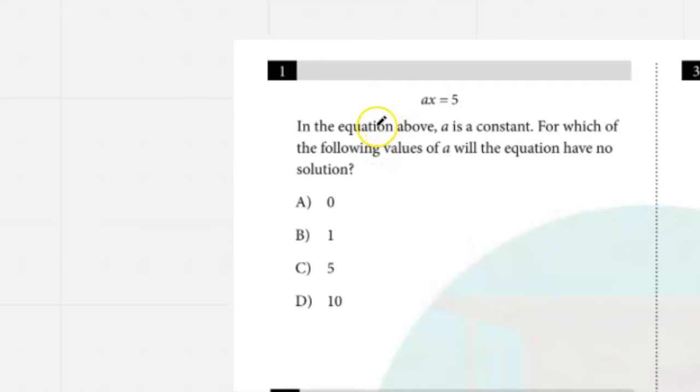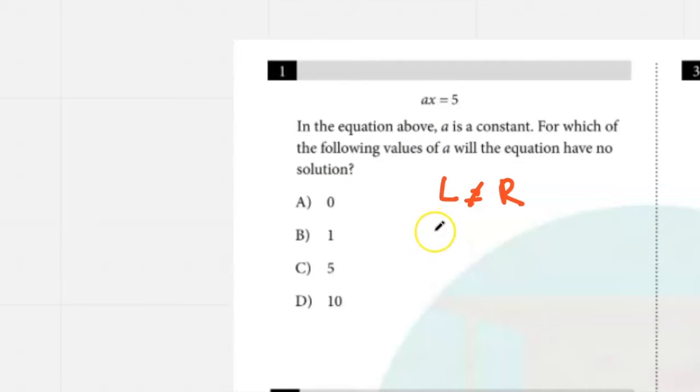In the equation above, a is constant. For which of the following values of a will the equation have no solution? So if you want the equation to have no solution, you have to make sure that the left-hand side never equals the right-hand side. And so how do we test that? All of these numbers are values you're supposed to plug into a. So we're just going to try them one by one.